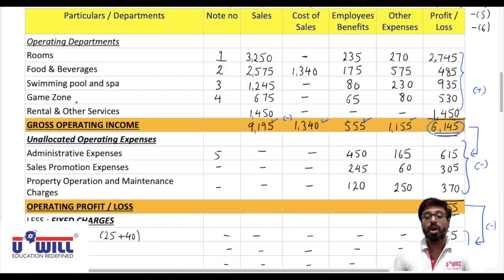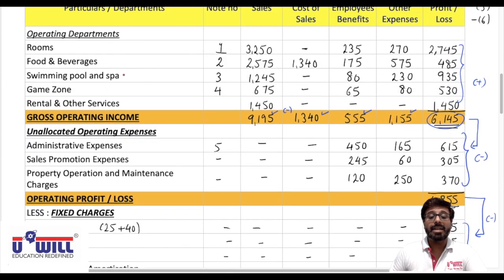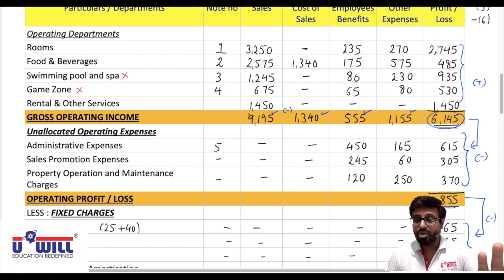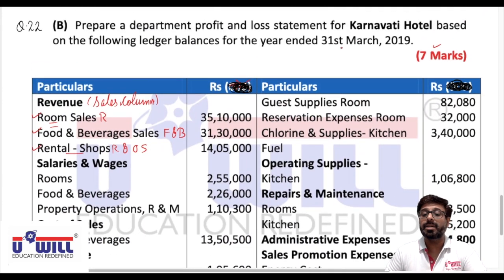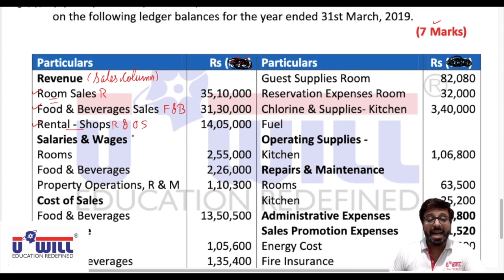So when you make the format in the beginning, either you need not mention swimming pool and spa and game zone, or if at all you write it, it will remain blank. Even if you write it, it's okay, you remember one fixed format, that's fine. But nothing will come in these 2 rows, swimming pool and spa and game zone, because these 2 departments don't exist in Karnavati Hotel. Now salaries and wages amounts will come in employees benefit column.